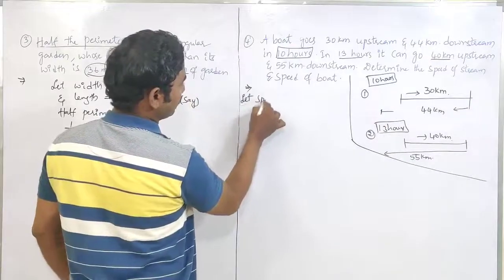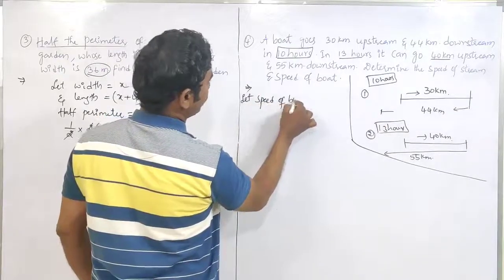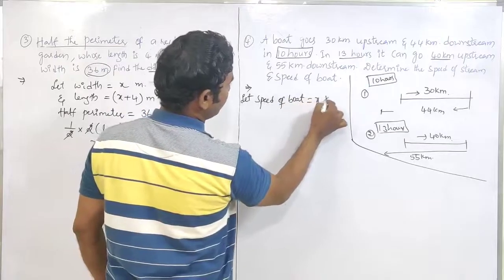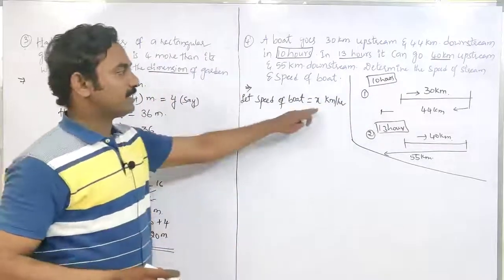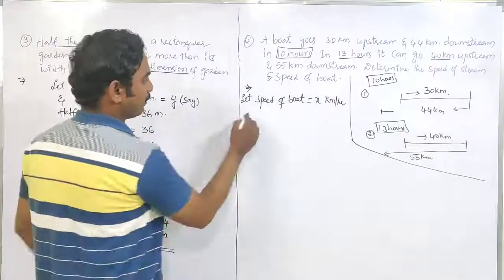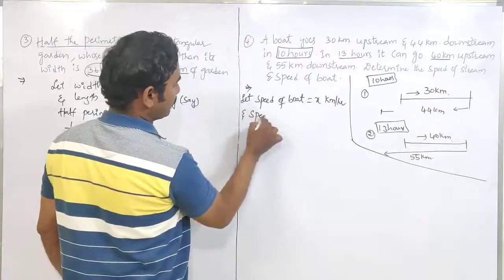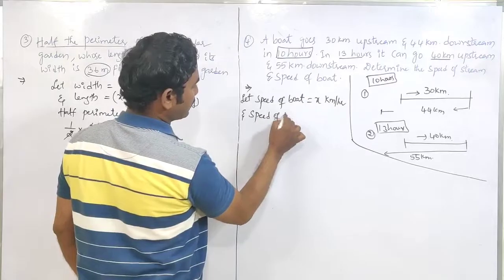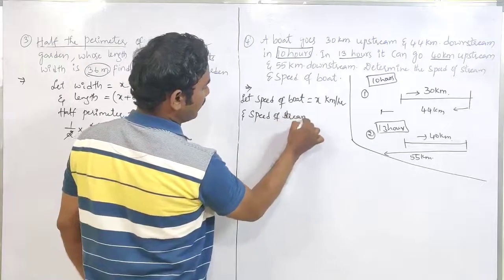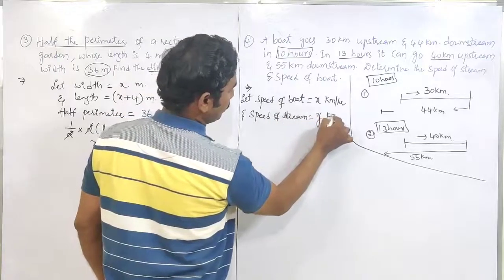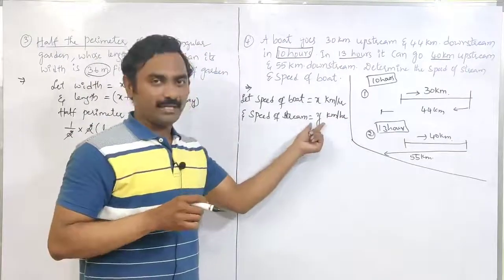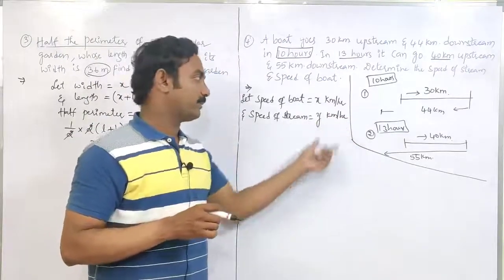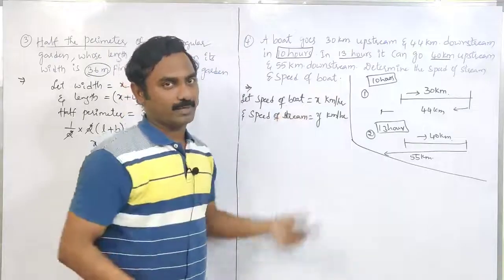Let speed of boat be x kilometers per hour. We don't know the speed of the boat, so I consider it as x kilometers per hour. And speed of water, that is the stream, is y kilometers per hour. So water is flowing at y kilometers per hour, and the boat is going at x kilometers per hour.